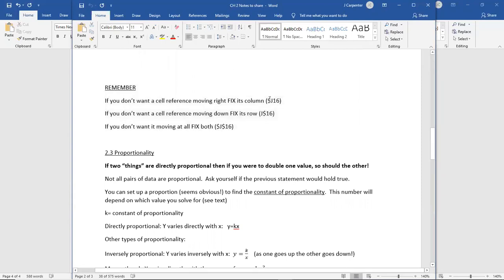So you fix the column by putting a cash symbol in front of the J. That means that that reference won't move left or right. It's stuck in that column. You fix the row by putting the cash symbol in front of the number of the reference, which means the height will not change. The reference will not move up or down. If you don't want that cell reference to move at all because it's just some random thing off to the side, then you fix both of them. So again, kind of the final reminder of that.